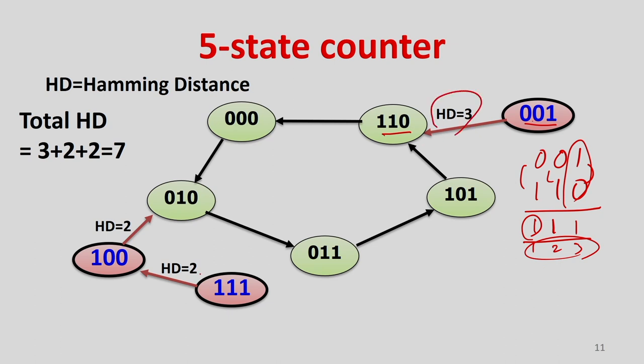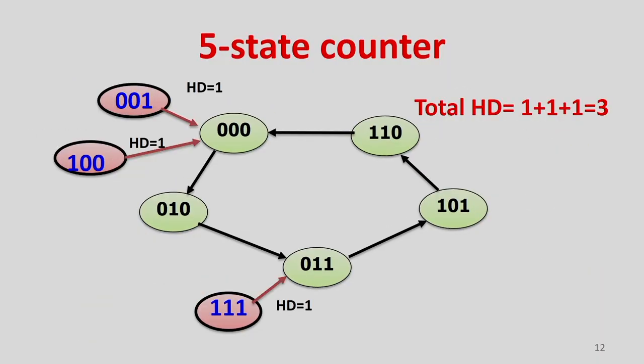In this case the Hamming distance is 2. From 1, 1, 1, we are going to 1, 0, 0. So, these 2 bits are changing. The last bit is not changing. Here the Hamming distance is 2. In this case also the Hamming distance is 2. So, the total Hamming distance is 3 plus 2 plus 2, which is 7. Can we optimize this? Optimize means, in this case, can we minimize the Hamming distance?